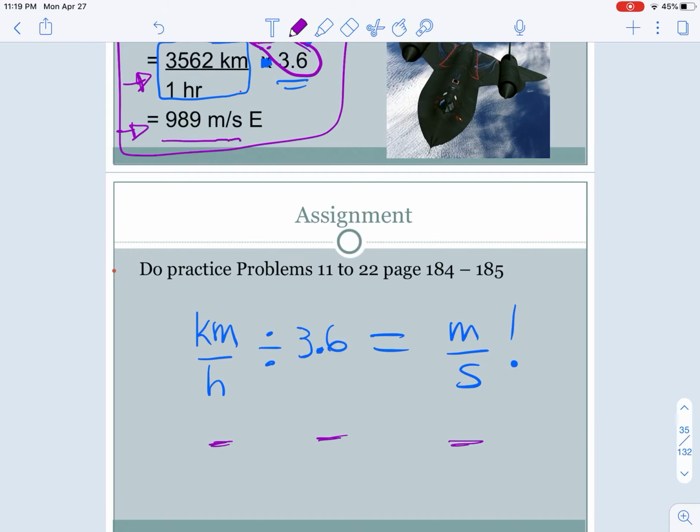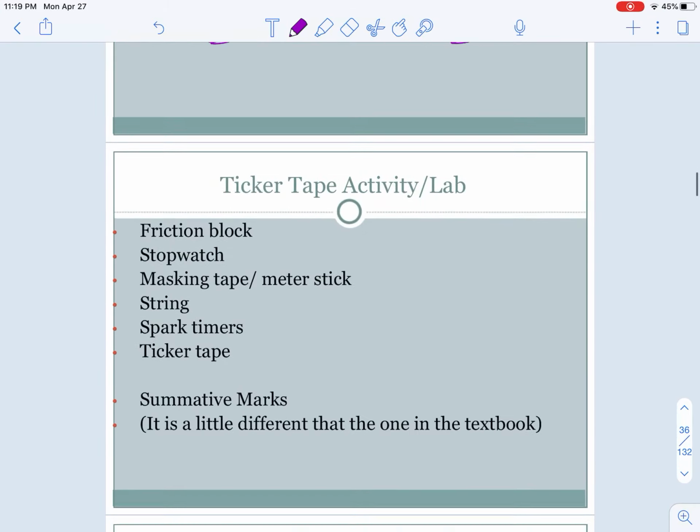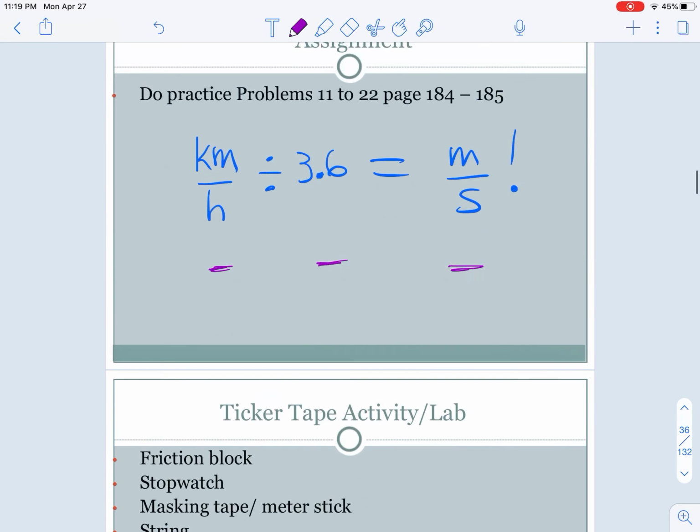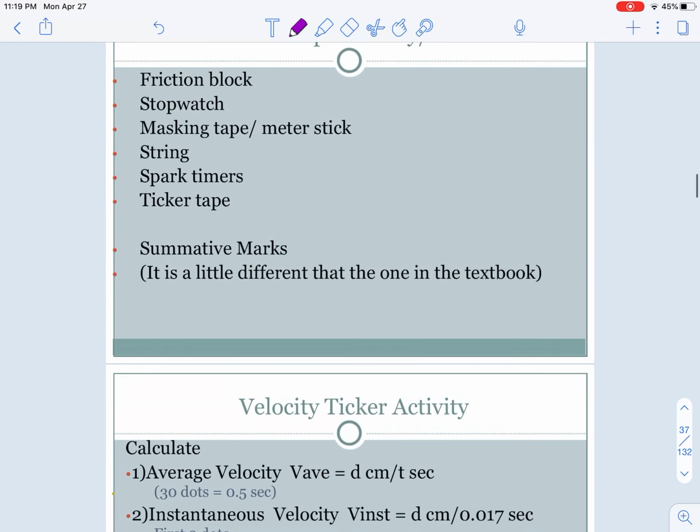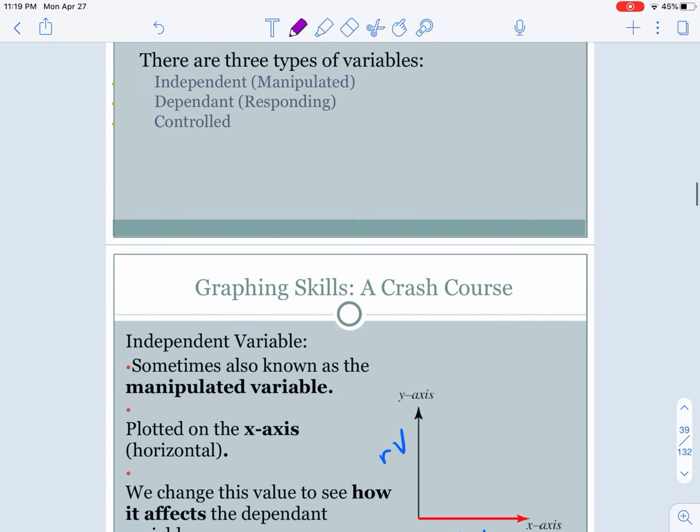We are going to just review this. If you've got it in kilometers per hour, you divide by 3.6, you get meters per second.